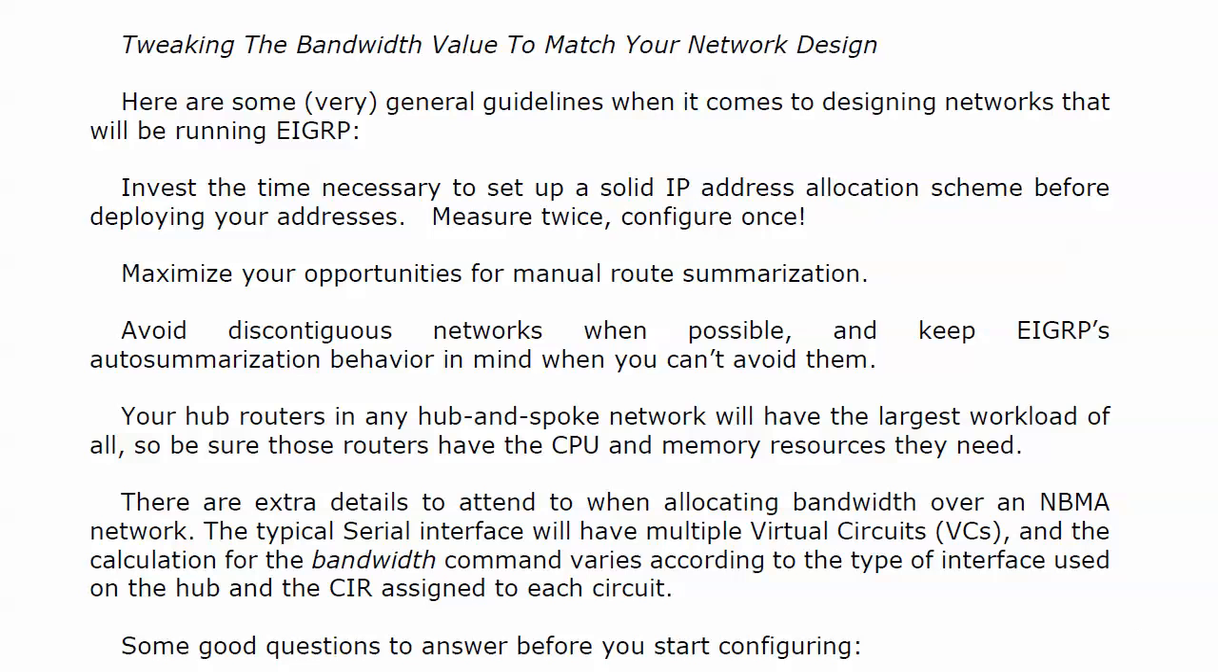We know that the hub routers in any hub and spoke network are always going to have the larger workload of any of them, so we want to make sure those routers have the CPU and memory resources that they need. And there are a few extra details to attend to when we're allocating our bandwidth over an NBMA network. Now, the typical serial interface is going to have multiple virtual circuits, the VCs, and the calculation for the bandwidth command varies according to the type of interface used on the hub and, of course, the committed information rate, the CIR, that's assigned to each circuit.